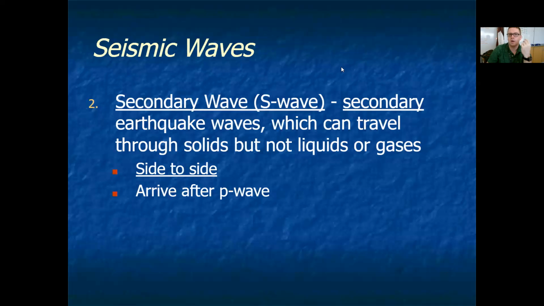The next wave we're going to talk about are the secondary waves. These are S waves. They're the second waves. They only travel through solids. They're not going through liquids. They're not going through any sort of gases. These ones move side to side. They arrive secondary to seismographs after the P wave. That's why they're called secondary waves, because they arrive second after the P wave.